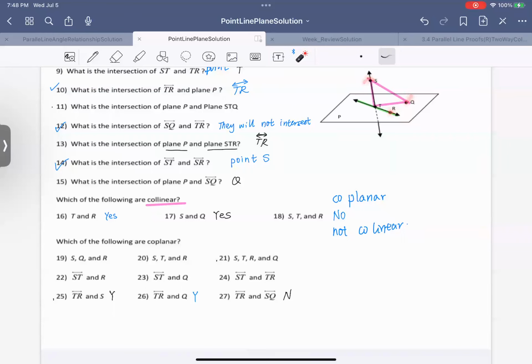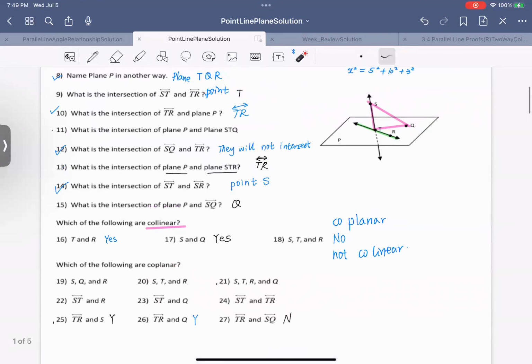Yes. Good. STR. Number 22 or 20, this is also using the same graph. Number 20? Yes, number 20. Coplanar. Very good. How about STRQ? Yes, it is. Hold on.